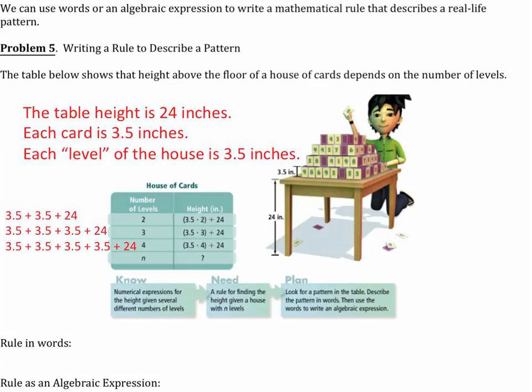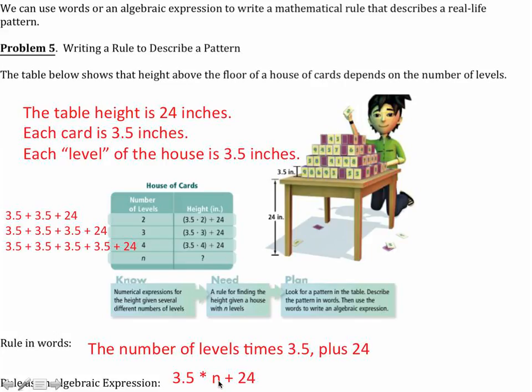So for any number of levels, when I had 4 levels, I had 4 3.5s. When I had 3 levels, I had 3 3.5s. When I had 2 levels, I had 2 3.5s. So for any number of levels, I just need that many 3.5s, and then I would add the 24 on there for the table. So the number of levels times 3.5 plus the 24. That was an algebraic expression: 3.5 times the number of levels plus 24.